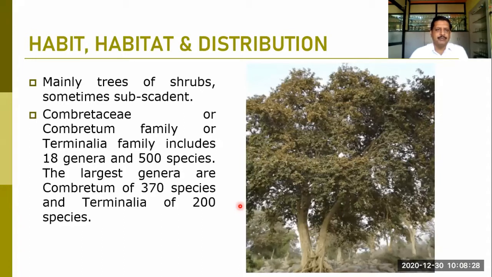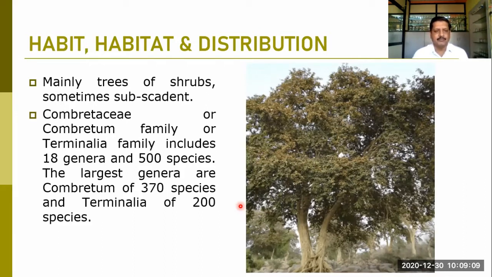When we talk about the habit and habitat, mainly in this family we observe large trees. They may be large shrubs, and sometimes subscandent plants or climbers can be observed. In this Combretaceae, or we can say the Combretum family, Terminalia is a great genus. There are about 18 genera and 500 species in this family Combretaceae.